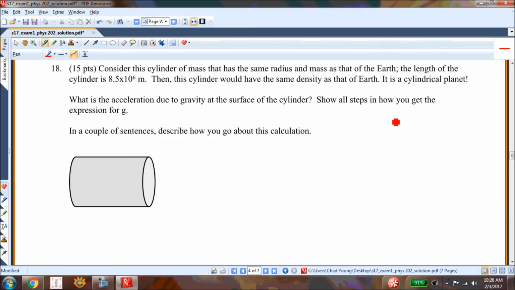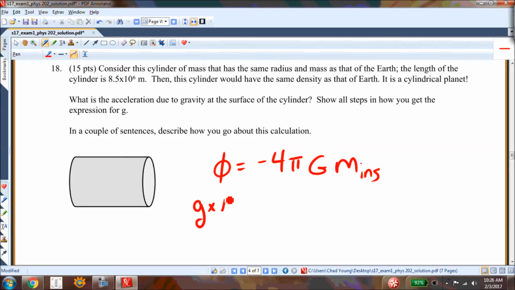And now you know on the Earth that the gravitational field at the surface of the Earth is roughly 9.8 meters per second squared. So let's see what the acceleration on this cylindrical planet would be. Well, Gauss's law says that phi, which is the flux, is negative 4 pi G times the mass inside, and that flux is equal to g times the area, assuming they're perpendicular to one another.